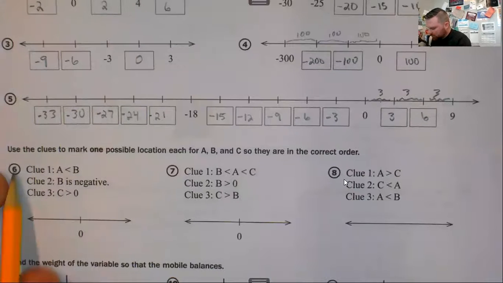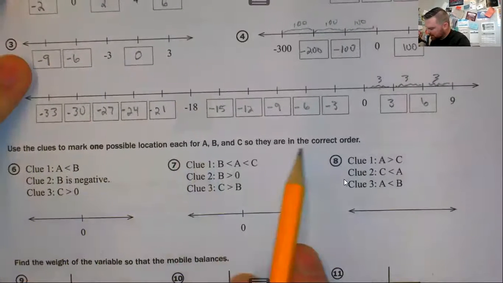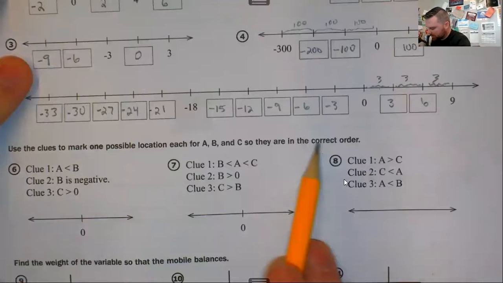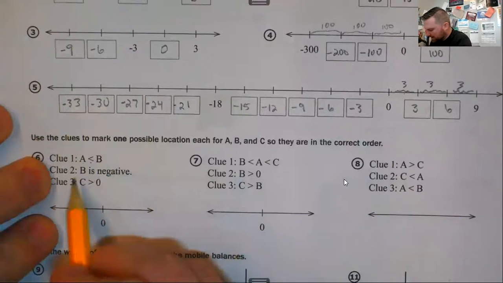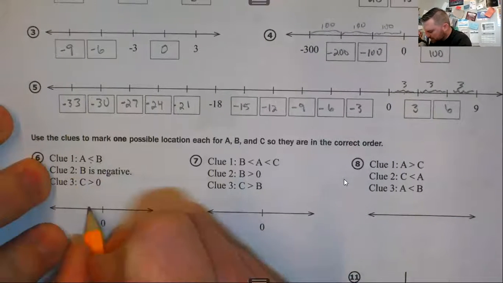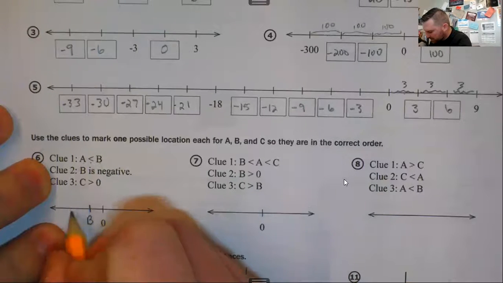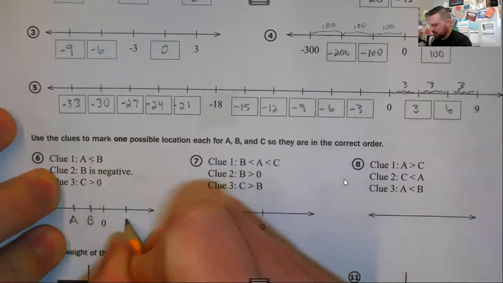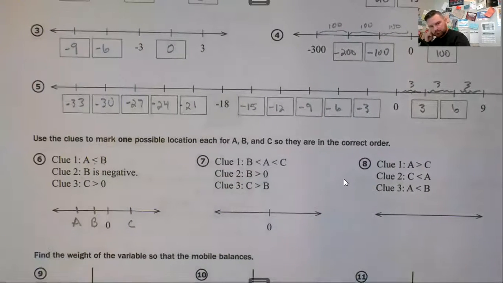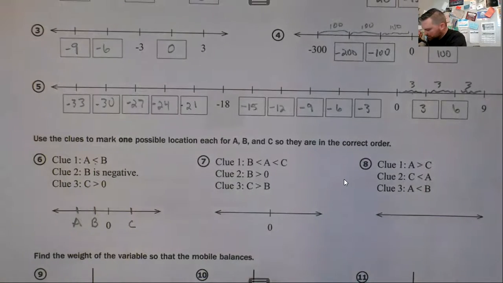Use the clues to mark one possible location for each of A, B, and C so that they are in the correct order. Okay, so A is less than B. B is negative, so B could be here. A is less than B, so A has got to be here. And C is greater than 0, so maybe C is there. Sometimes you may have to read through them a couple of times.